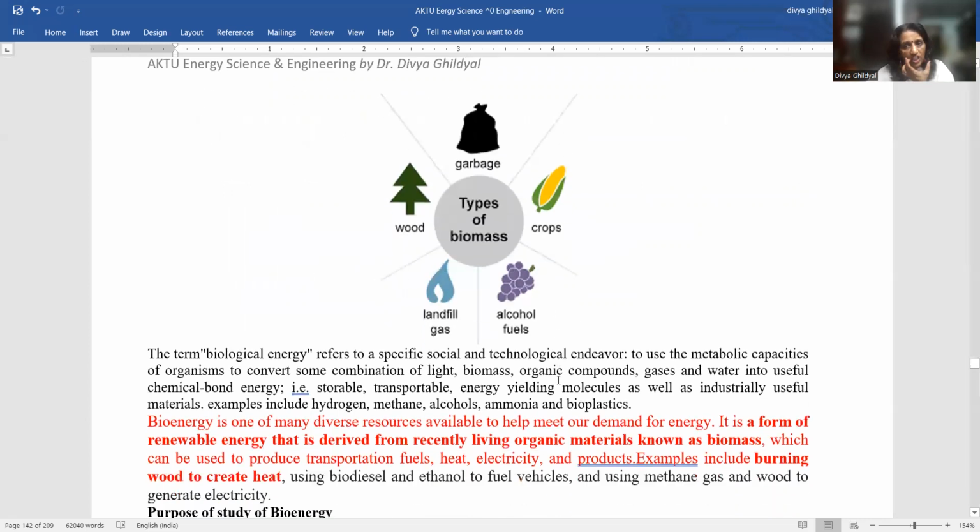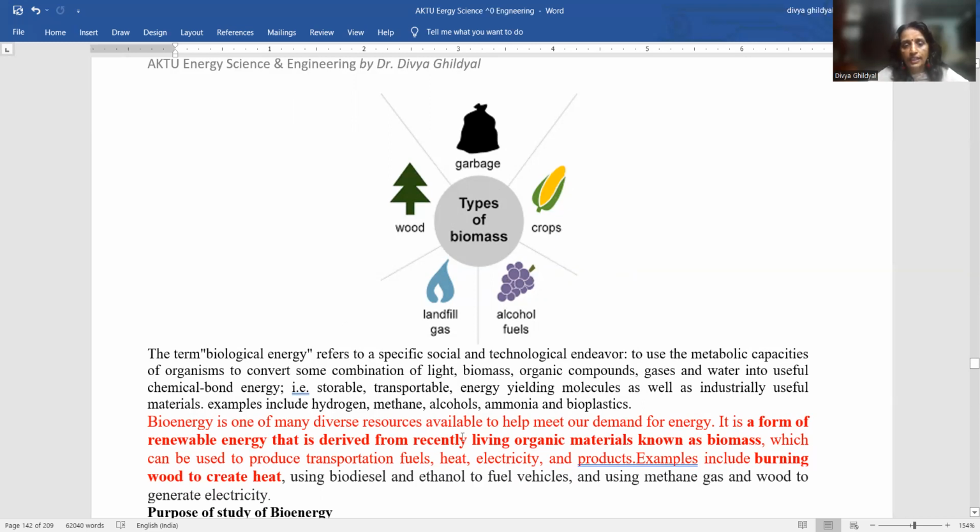I will give you a shortcut for this diagram. You can say types of biomass energy. Write 2-3 short lines here in this diagram only while explaining your 10-mark answer.